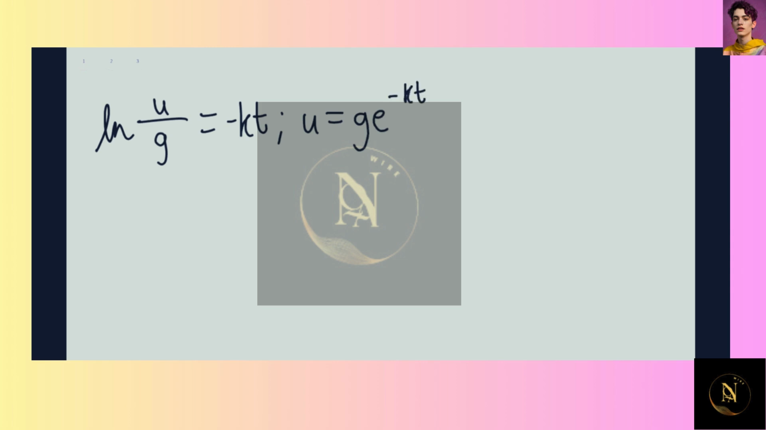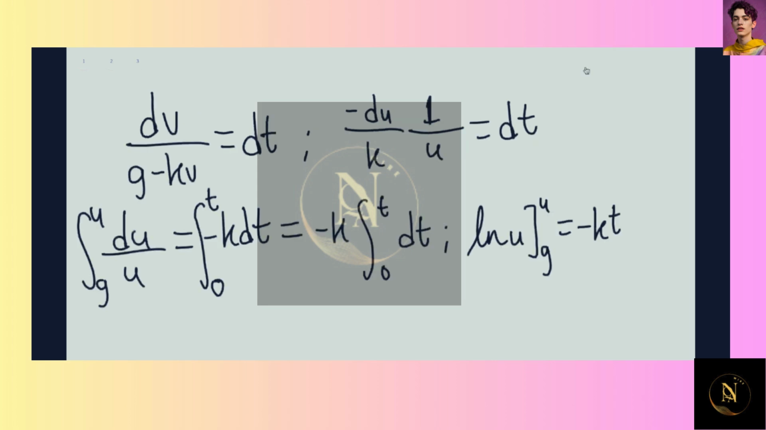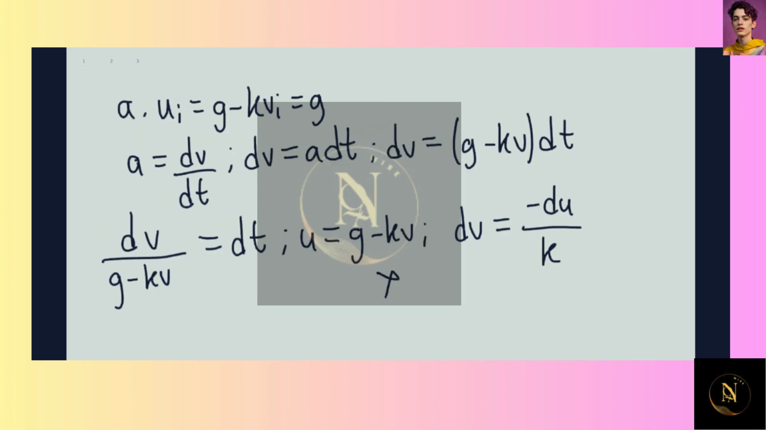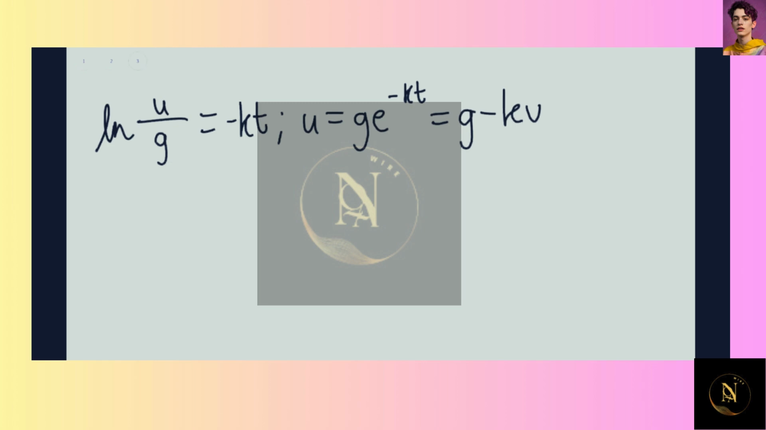Remember, e is simply just the value approximately 2.73. So g times e to the negative kt power is going to equal g minus kv. Basically, we're substituting back in for u. So this is when we substitute back in for u and then solve for v. So isolate v at this point. So v is going to equal g over k times 1 minus e to the negative kt power. So this would be your answer for part A.